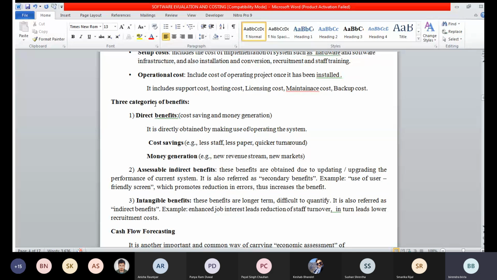3 categories of benefit: direct, accessible indirect benefit, which we can directly see, and there are intangible benefits as well. Intangible is hard to measure, hard to assess.